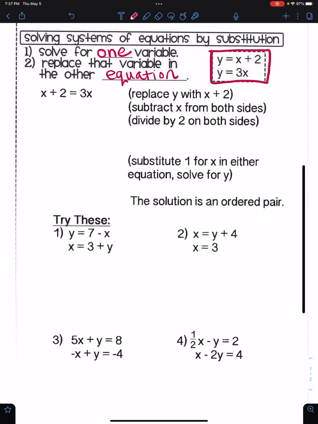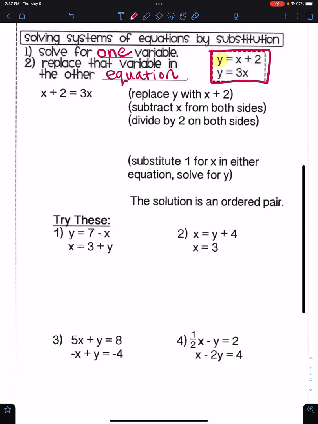We have y equals x plus 2 and we have y equals 3x. Well, lucky for us, both of these equations are given to us in the form that is solved for one variable. In other words, they both say y equals something, so we already have an isolated variable in both of those equations. So let's just take that first one. That first equation says that y is the same as x plus 2. It literally says y equals x plus 2.